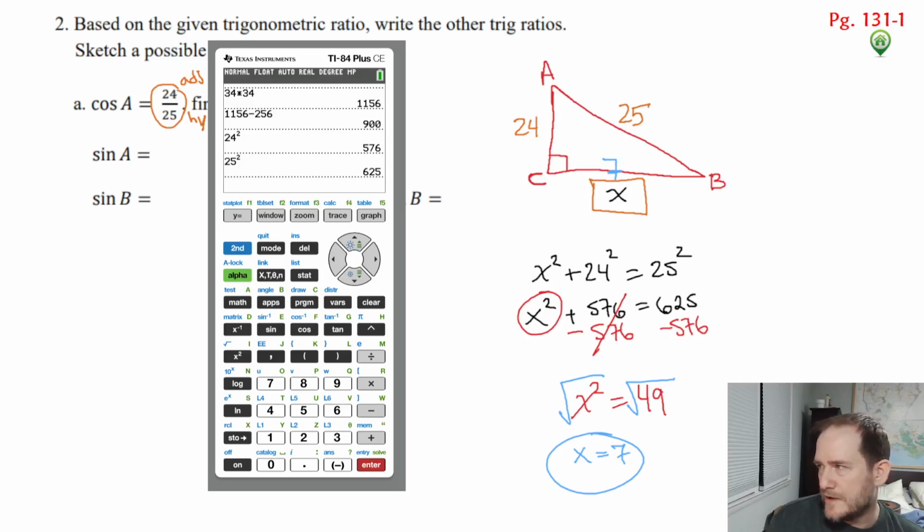And then we can do all of our ratios. So the sine of A, opposite over hypotenuse, would be 7/25. And the tangent of A, opposite over adjacent, would be 7/24. Then if you switch and start talking about angle B, sure, then your sine would be 24/25.